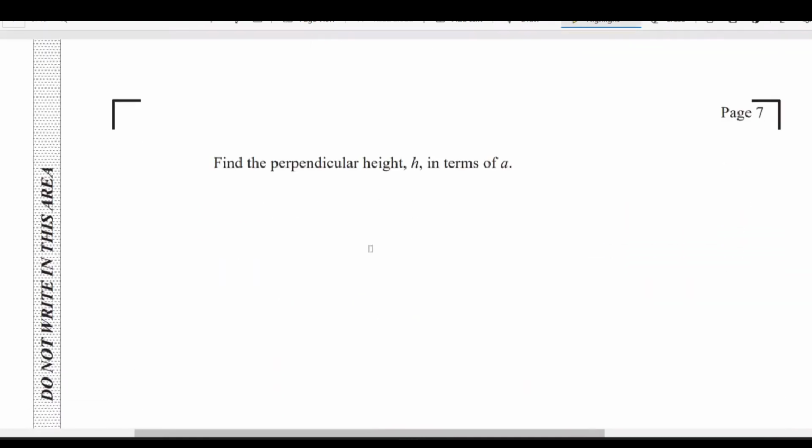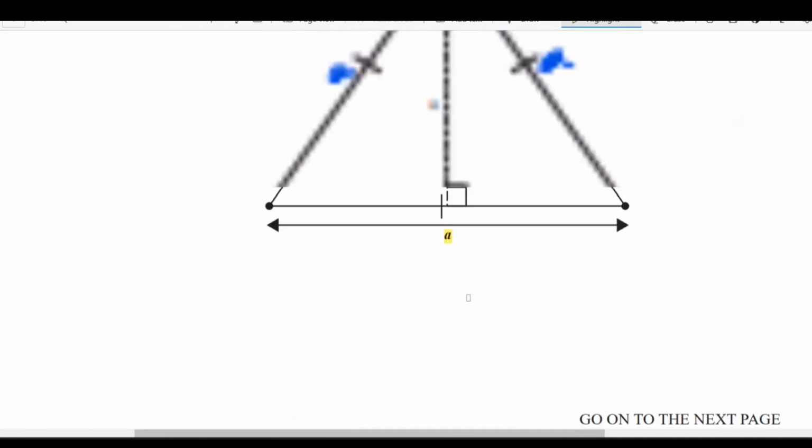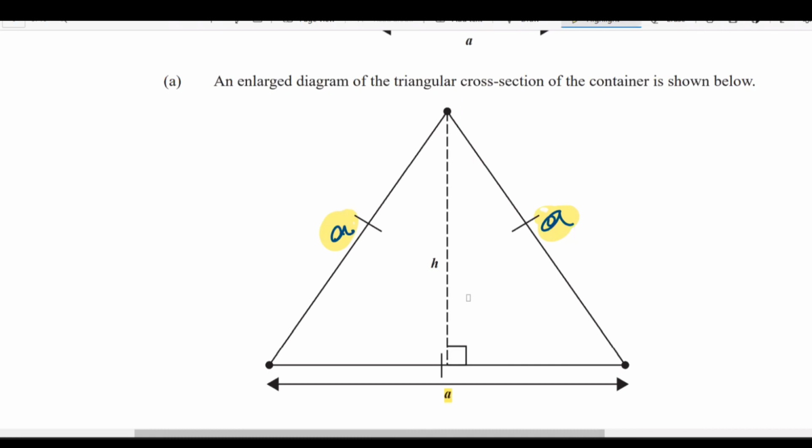All right, let's see what they really want. The first question says, find the perpendicular height H in terms of A. Look at this question. We were asked to find the perpendicular height, and they did say in terms of A. So we would realize here that we're not going to find a value for it. We're going to get an expression with A in it. So let's go back to the diagram to see what information we have.